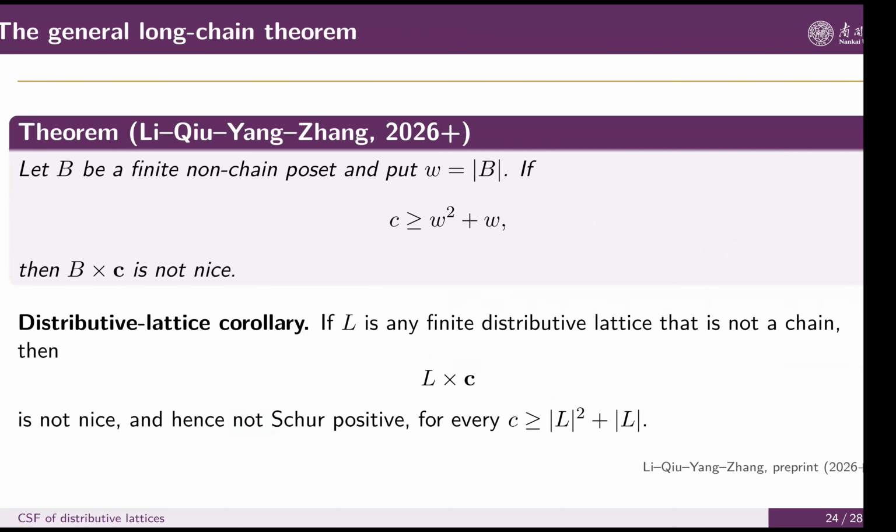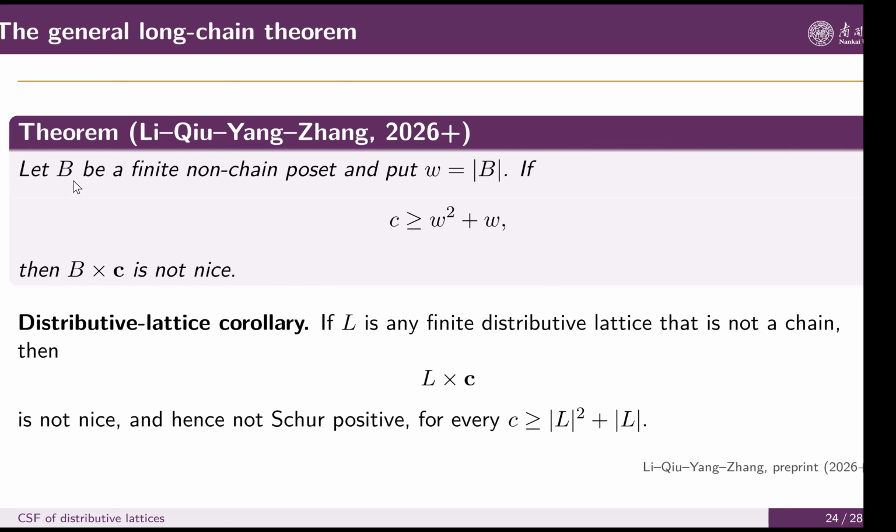And inspired by this idea, we further generalized it to any non-chain poset. So let B be a non-chain poset and let w be its cardinality. If c is greater than the cardinality squared plus w, then B times c, the B poset times a very long chain c, the product of the posets, is not nice. So I think this is already a very nice and kind of surprising result.